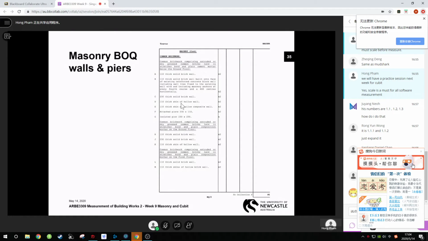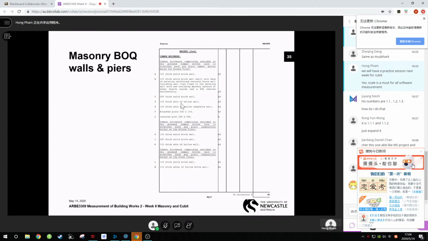Unfortunately, today we don't have enough time. But I promise next week I will give you a sample. I will give you the drawings of last year's assignment, and I will tell you how to do a BOQ for those drawings. So basically you follow this style, and it's applicable.